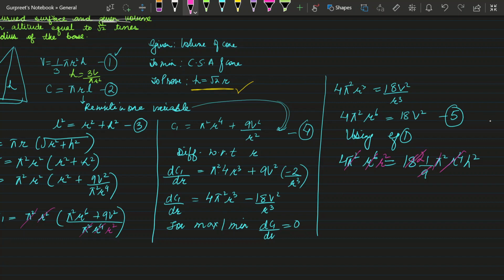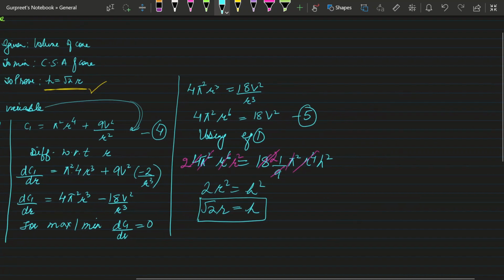9 2s are 18 and 2 over here. So what am I left with? I am left with 2 R square is equal to H square. H is equal to plus minus root 2R, and negative is not possible. So the proving is done that H is equal to root 2R. So your proving part is done. You have to minimize, so the question is not done. You have to minimize the curved surface area.